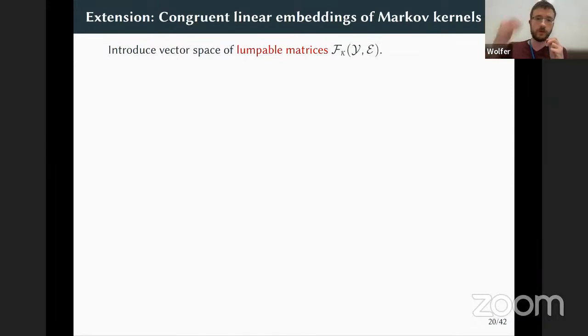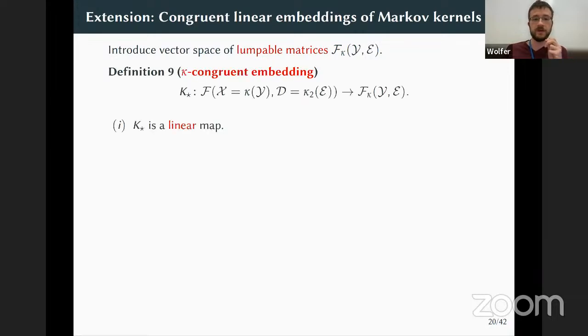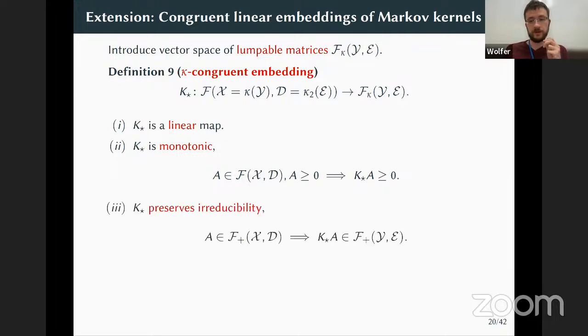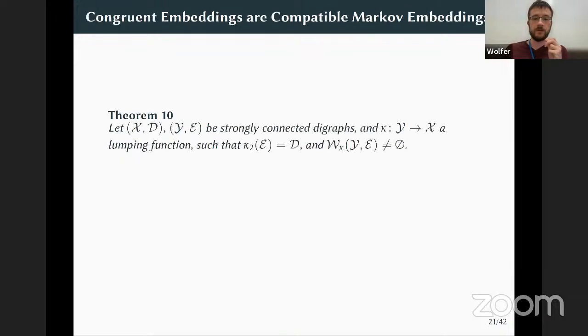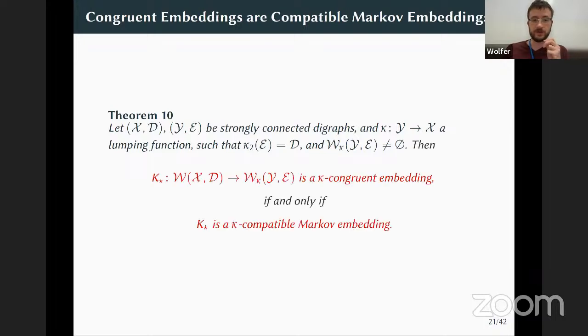Similarly, we can extend the notion of a congruent linear embedding. In order to do so, we first take a larger set. So instead of just lumpable transition matrices, we're now talking about lumpable matrices. And these can be endowed with the structure of a vector space. And we'll say that an embedding is a kappa congruent embedding if it is a linear map from F to F kappa. It has to be monotonic. And here is another condition: it has to preserve irreducibility of matrices. And it still has to be a right inverse of kappa star. And the property is that, similar to the distribution setting, the kappa congruent embeddings are exactly the kappa compatible Markov embeddings.